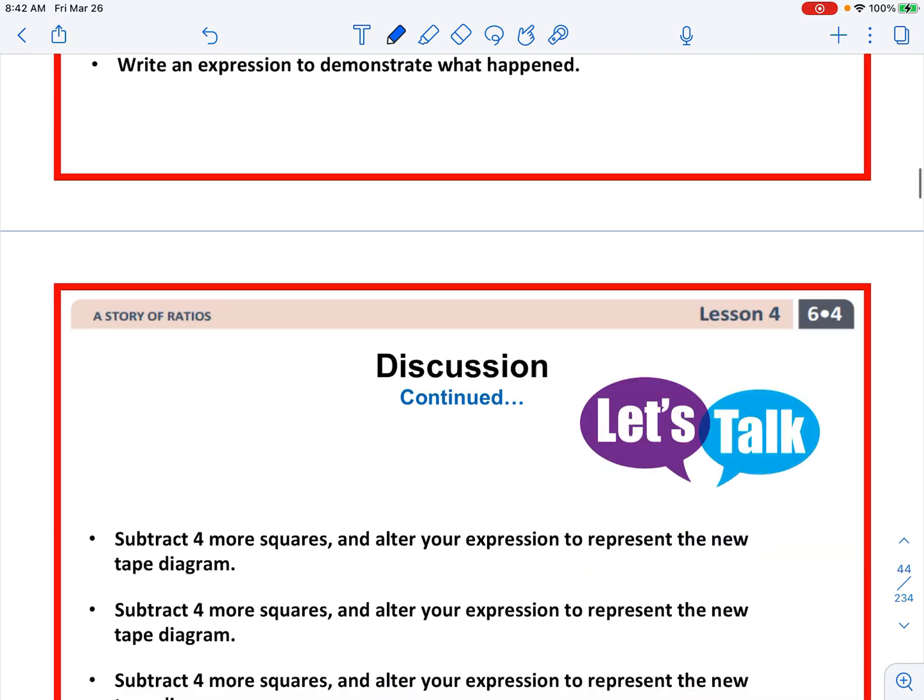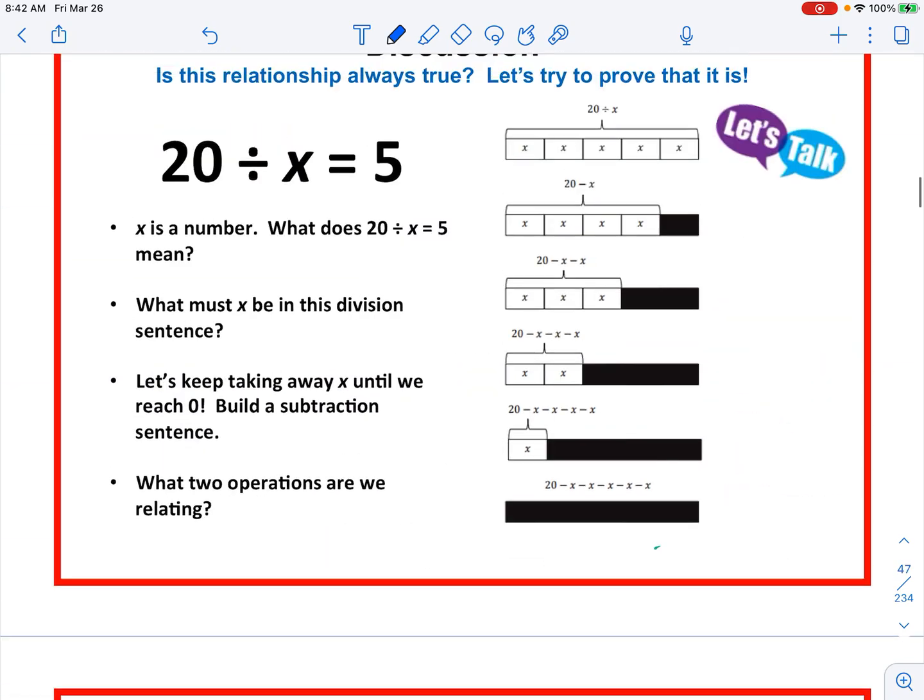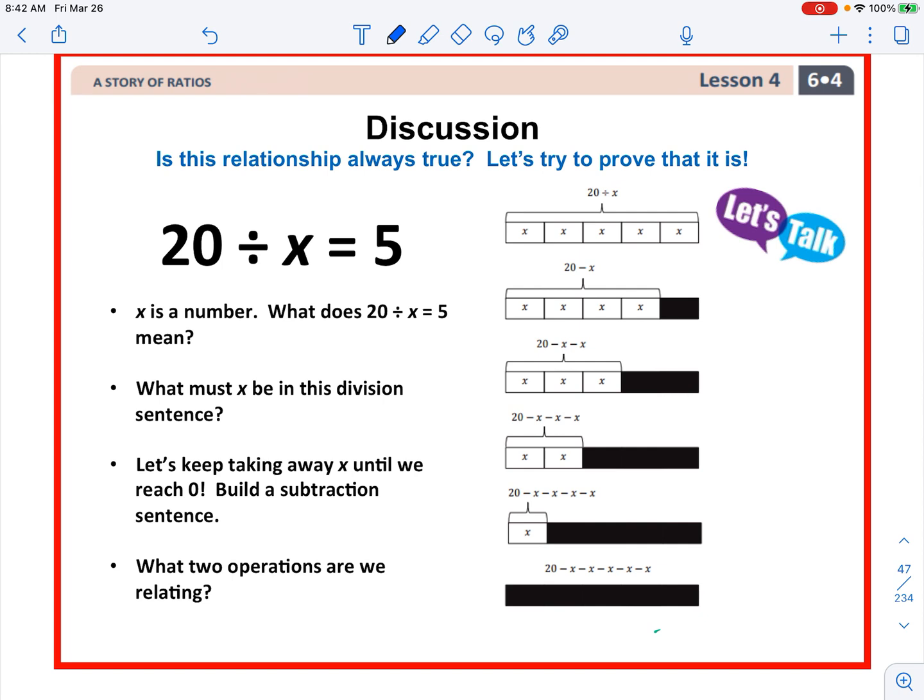Just be patient. So let's look at this discussion. You don't have this on your papers yet, so just pay attention to the video. It says, is this relationship always true? Let's try to prove that it is. So they give us a problem. It is 20 divided by x equals 5. Well, what's x going to equal?